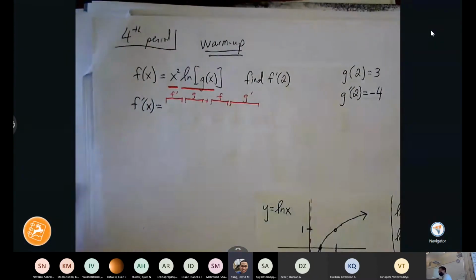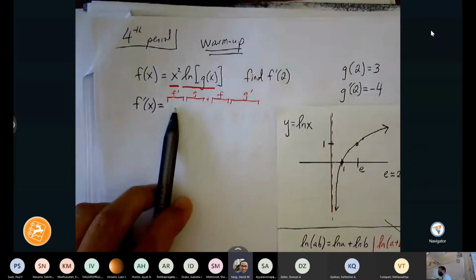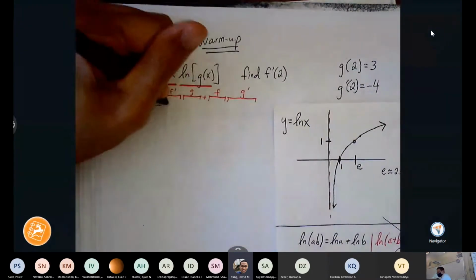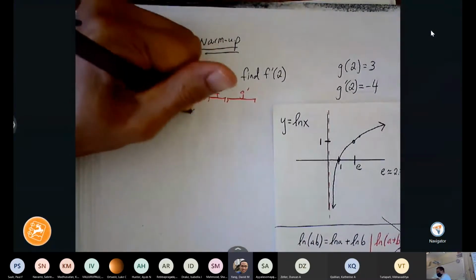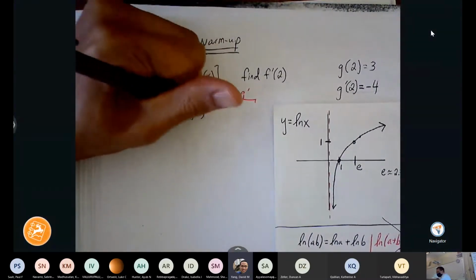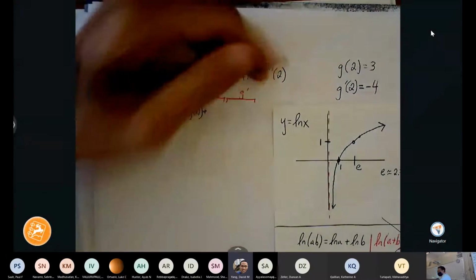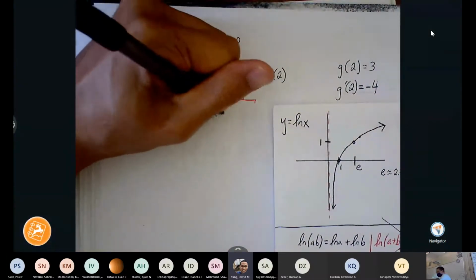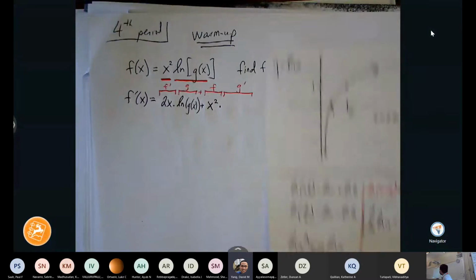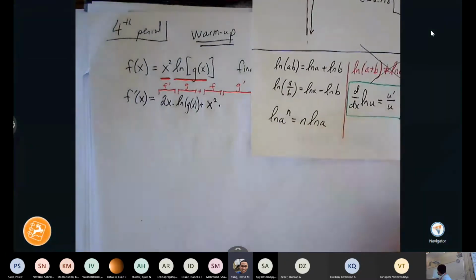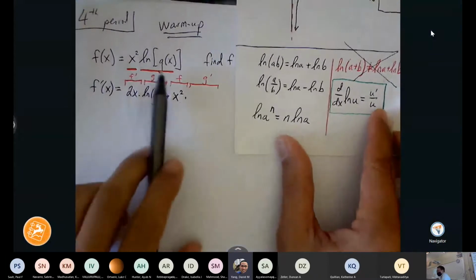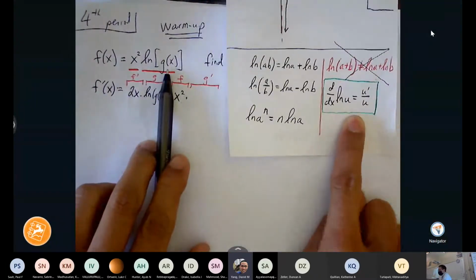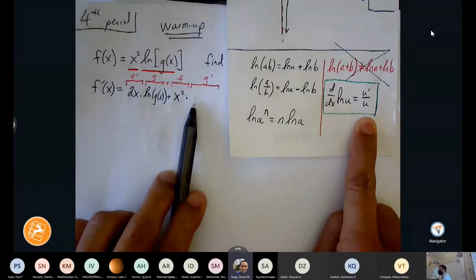Okay, so let's go through this piece by piece here. F prime is 2x. G function, no changes. Back to F. And then natural log of g of x, we're going to use this rule here. So how would you apply natural log of g of x using natural log of u's derivative? So it would just be g prime over g. Yeah, g prime over g.